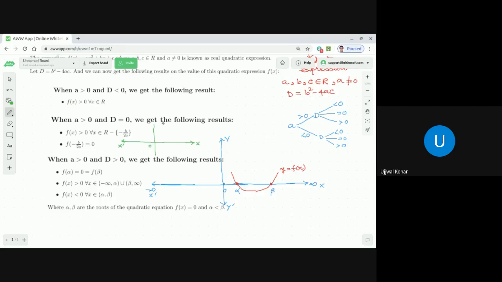The x-axis you can also assume as a number line. This is the y-axis, y, o, y dash. So what kind of curve is it? If I draw in a different color, the curve is something like this. This is y equal to f(x). If you see, at all the points, f(x) is greater than 0, except at minus b by 2a. This is the point minus b by 2a, where it is actually touching the x-axis, and hence the value of f(x) at that point is 0. I hope you understood.